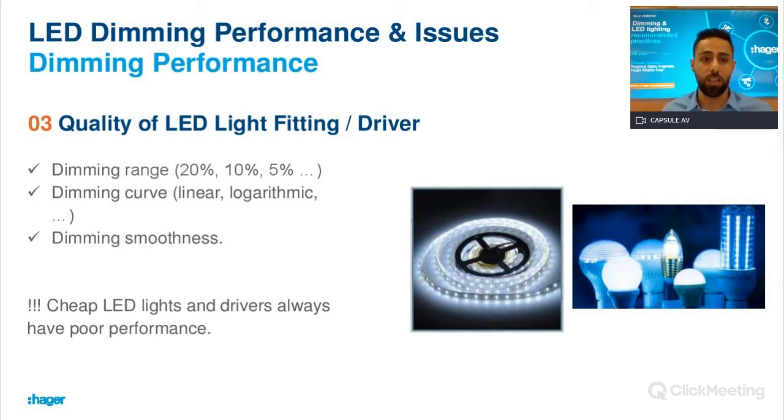Of course, also the dimming curve and the dimming smoothness. If we change the dimmer, is it changing proportionally? If you change 1, 2, 3 volts, is it going 10, 20, 30%, or is it jumping with random values? We need to know that. The normal rule is cheap LED lights and drivers always have poor performance. Always. So we need to expect that in the projects.